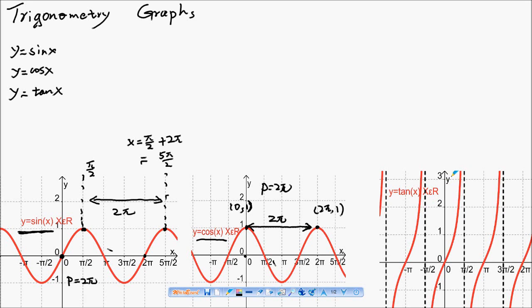Now let's look at the tangent graph. When we look at the tan x graph, the shape of the graph is different, but it is repetitive. As x increases to infinity, this graph just repeats until x equals infinity.